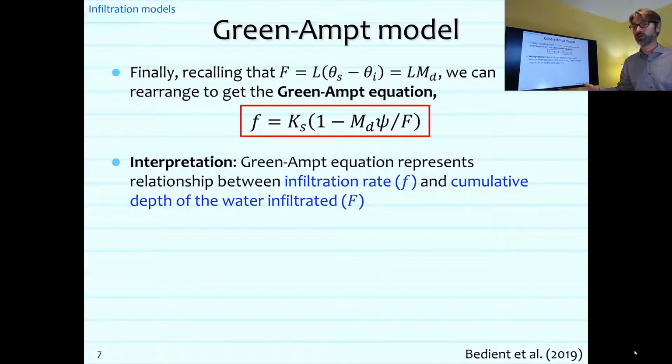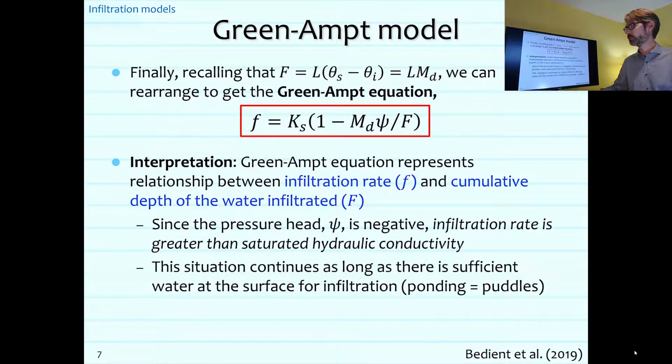Now, this is kind of an odd-looking equation, and so you'll be wondering, how do we interpret this equation? The first thing is that the Green and Ampt equation represents the relationship between the infiltration rate, so how quickly rain can infiltrate into a soil, and the cumulative depth of the water infiltrated. And what you can see from this equation is that lowercase f decreases as capital F increases. We'll come back to that.